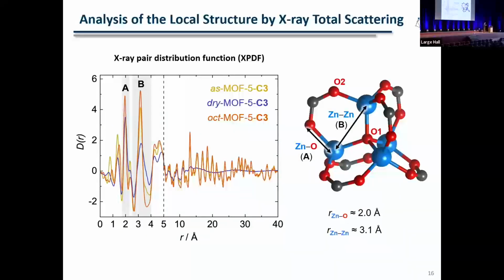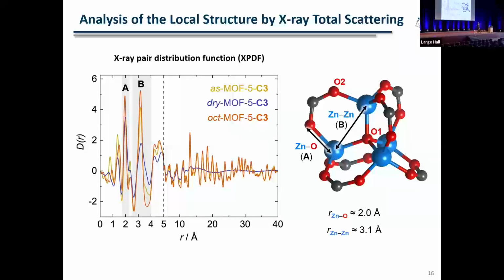But what's going on now? How does the structure look? It's a complex structure. This is a PDF of one of these materials. The C3 is shown here. In the synthesized, DMF-containing, and in the octane-containing case, you have nice correlations, sharp peaks going up to 40 angstroms or higher. So that is a crystalline material. For the dry compound, which is non-crystalline, you only see correlations up to about 15 angstroms.